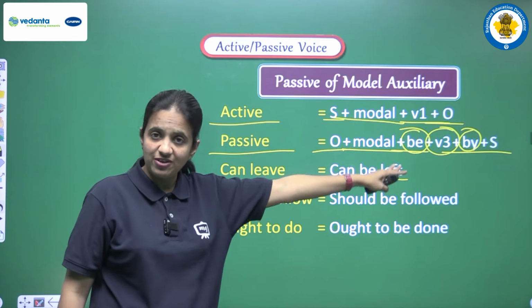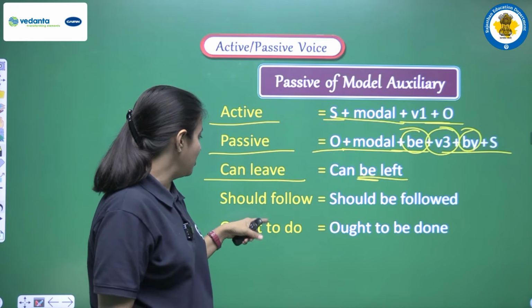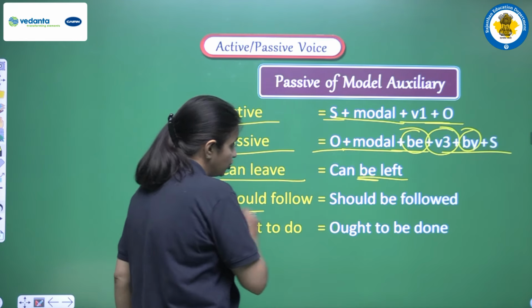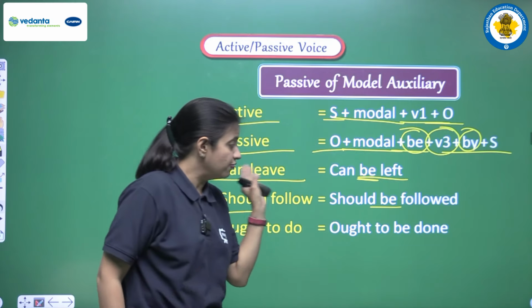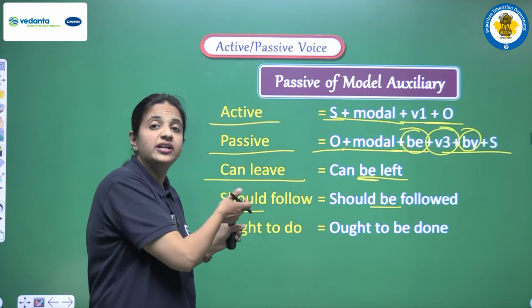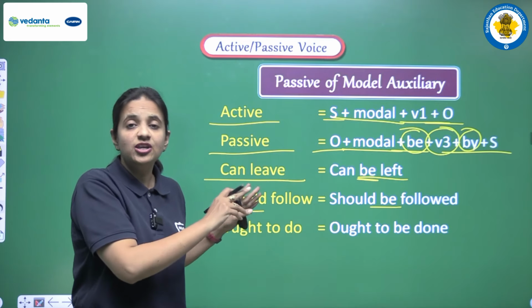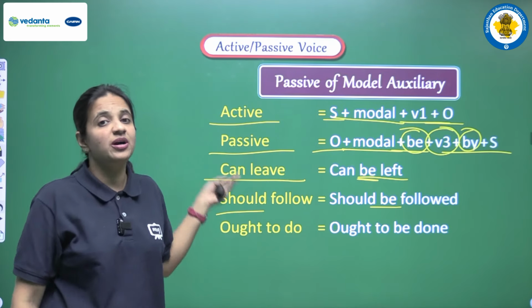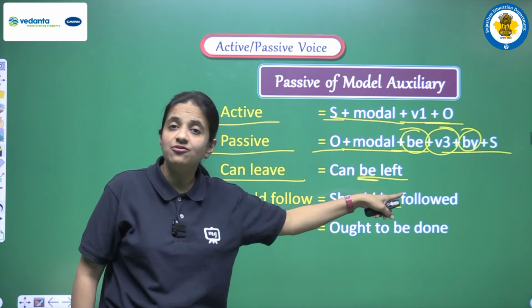Right. So in this way we have to change. Now suppose we are having should follow. So with should we have to add a be. So you know, students, notice here very carefully that we are not converting the modal auxiliaries, we are using the same modal auxiliaries, but we are just adding be with that modal.